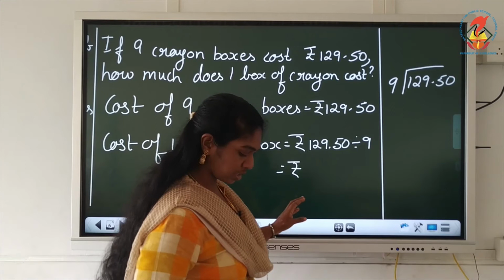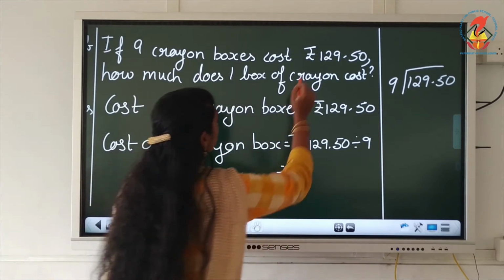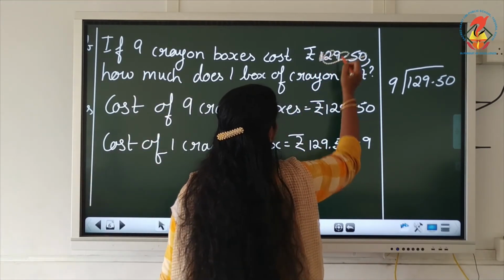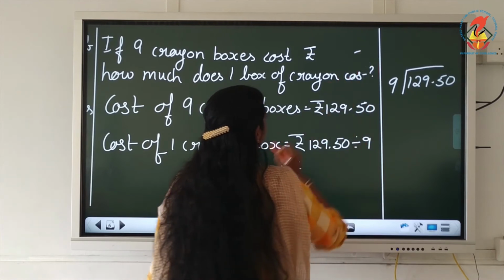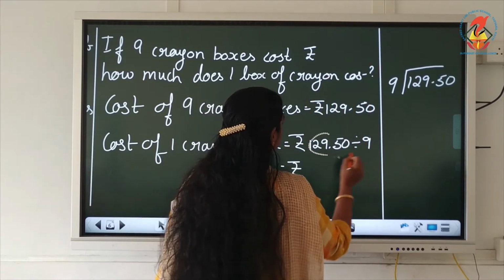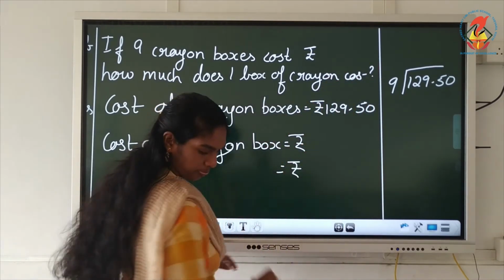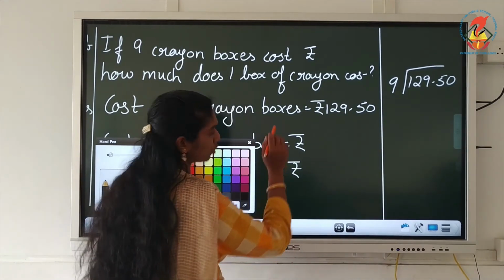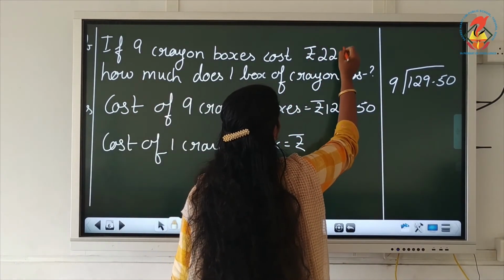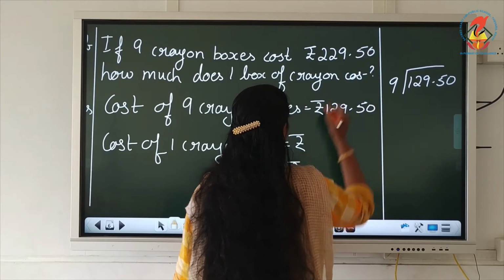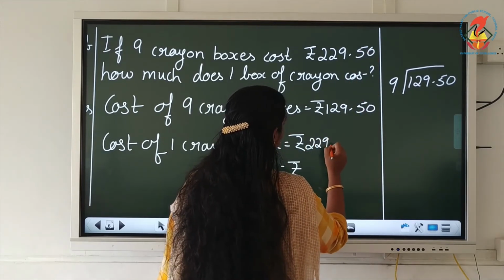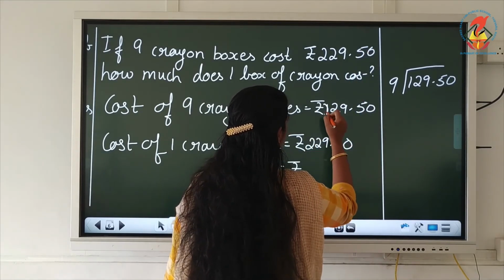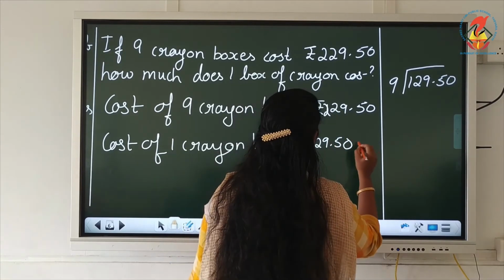Sorry, the question is wrong, children. The number is wrong over there. It is 229.50. Please change the question. It is 229.50 divided by 9.